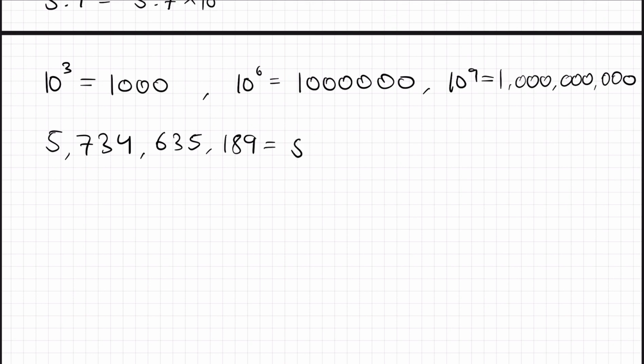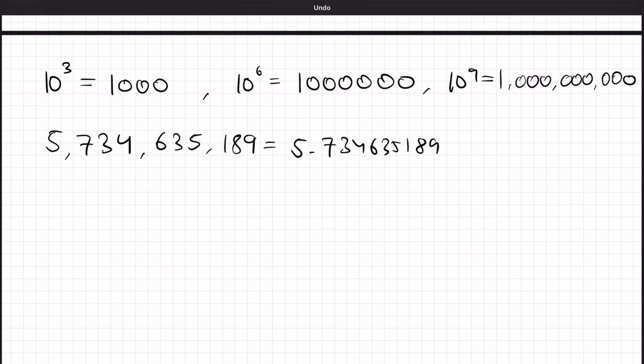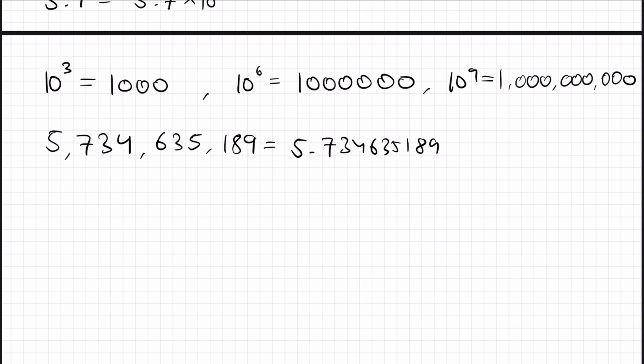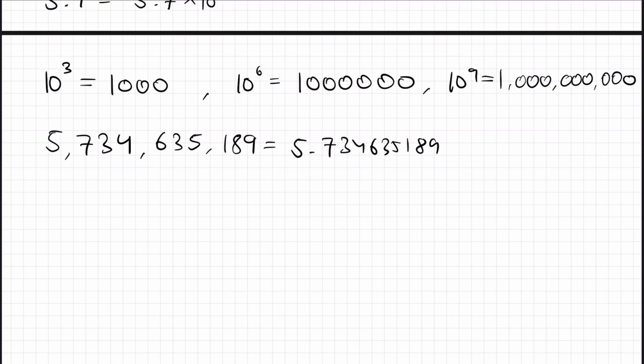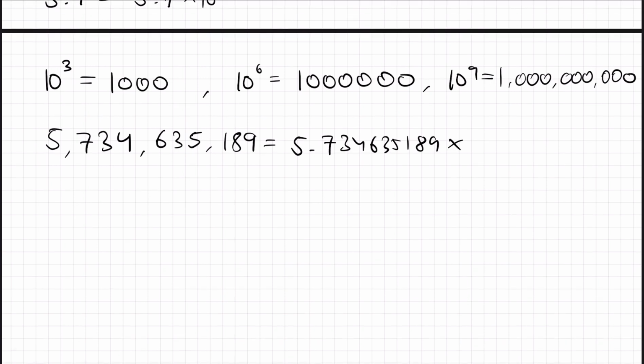So we can rewrite this as 5.734635189. The digits after the decimal point are the same, but it's really the first number which matters. If you match up the commas, you can see that 10 to the 9, 1 billion, has 1 digit after the leftmost comma and then 3 groups. So the answer is 5 point decimal times 10 to the 9, which represents a billion.